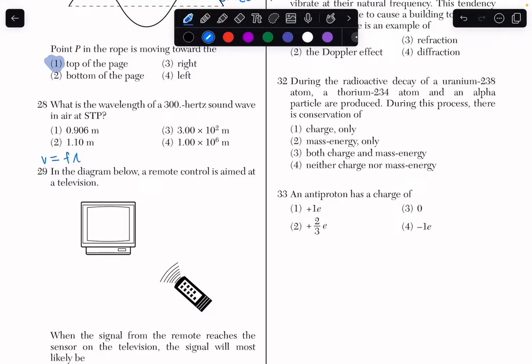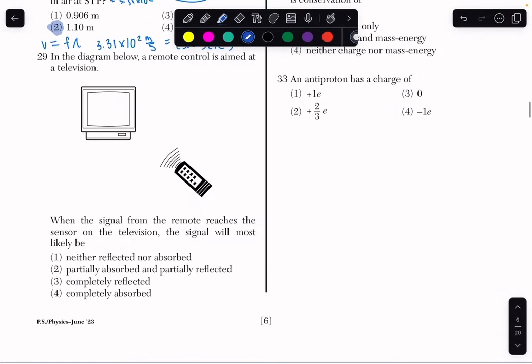So now we have our velocity. It's 3.31 times 10 to the second meters per second. That equals frequency, and we have our frequency right here, 300, times lambda. After you finish doing the math, you're going to get 1.1 meters.